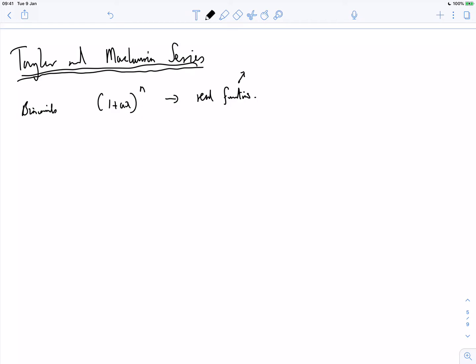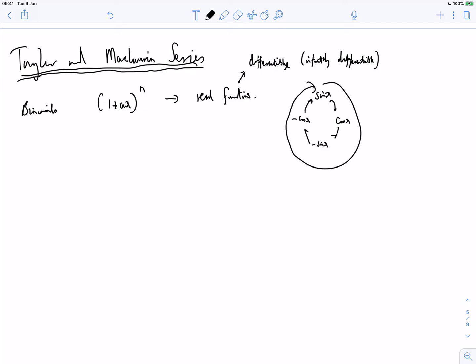You know what? That's the most important thing. They have to be differentiable, and they have to be infinitely differentiable. So an example of that would be, let's say, sine of x differentiates to cos of x, and that would differentiate to minus sine of x, and that would differentiate to minus cosine of x, and we're back round again. And because we can keep going round this loop over and over again, we can infinitely differentiate it. Then yes, we can express sine of x as a Maclaurin or a Taylor series.